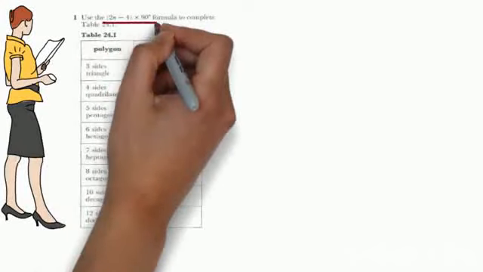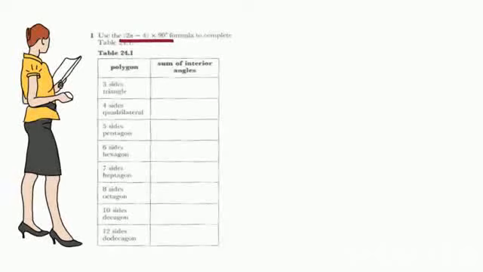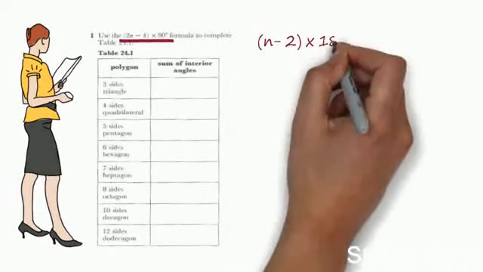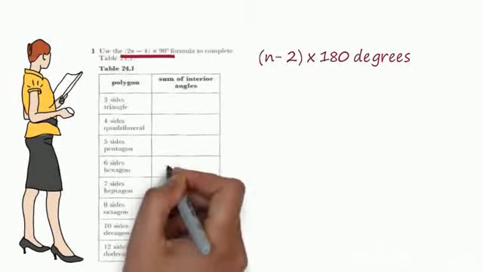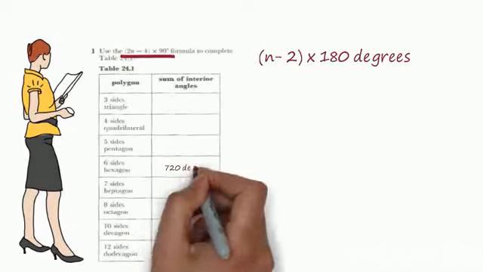We are going to be calculating them using the formula n minus 2 times 180. You can use the other formula there too, n minus 4 times 90. It's the same thing with this formula on the screen.